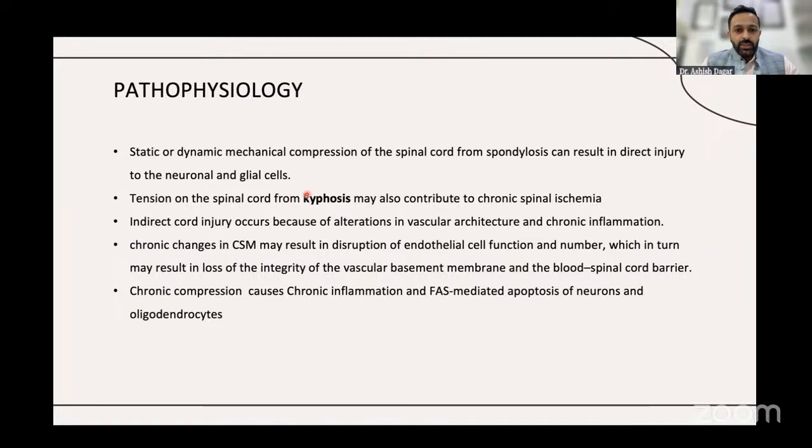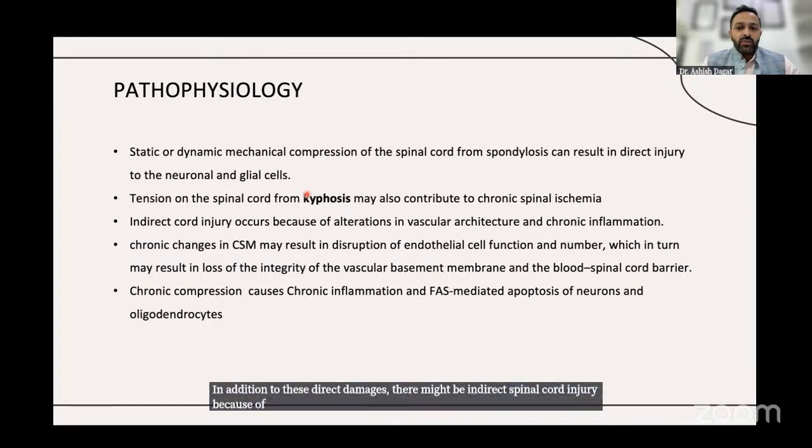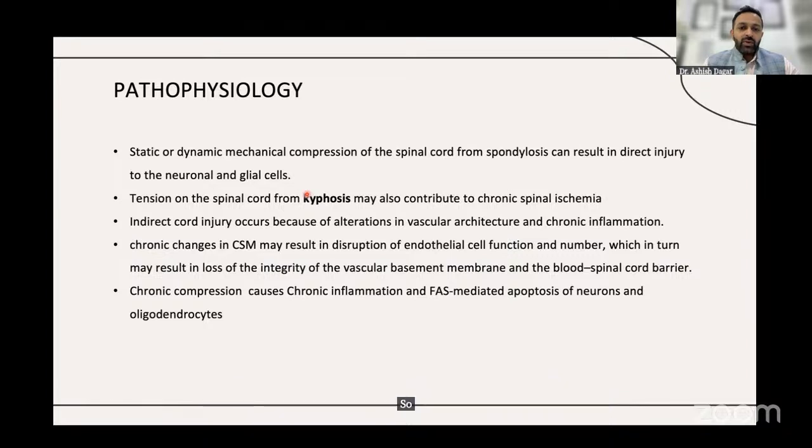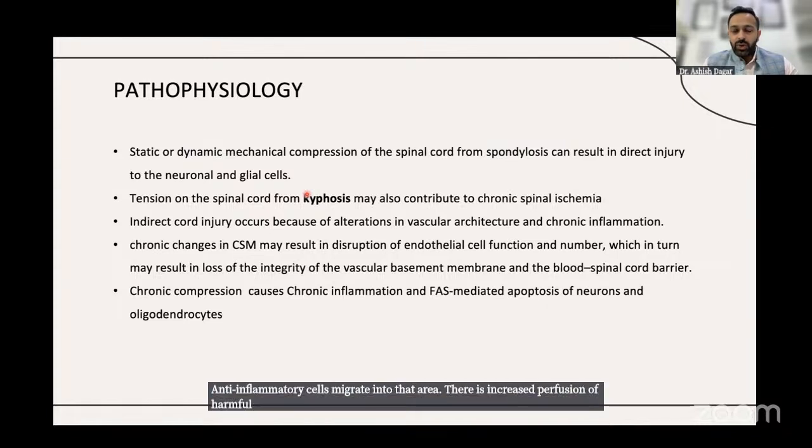In addition to these direct damages, there might be indirect spinal cord injury because of change in vascular architecture and chronic inflammation resulting from chronic compression of the spinal cord. The chronic compression of the spinal cord leads to changes in the endothelial cell function, so that the barrier between blood and the spinal cord is lost, and the inflammatory cells migrate into that area. There is increased perfusion of harmful substances into the spinal cord, which over a period of time causes indirect damage to the spinal cord.